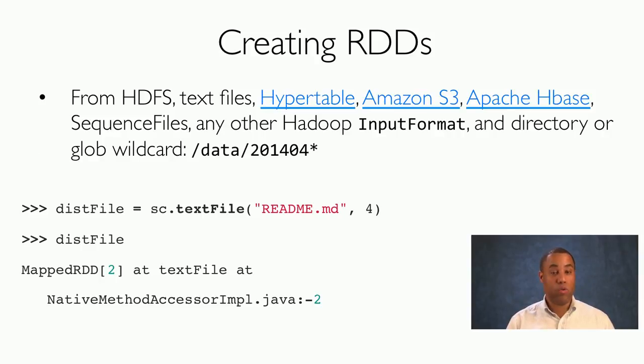Here, we can look at what happens when we use sc.textFile with an actual file instead. We can use a file that comes from HDFS, from a text file, from Hypertable, Amazon S3, Apache HBase, sequence files, or any other Hadoop input format, or even a directory or wildcard. Again, all that will happen is Spark will record that we want to create an RDD, in this case with 4 partitions, from the file readme.md.